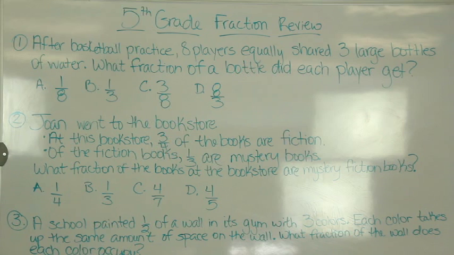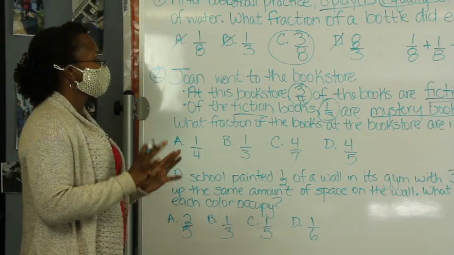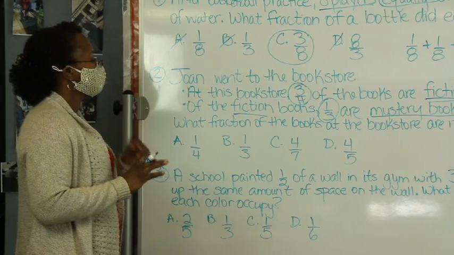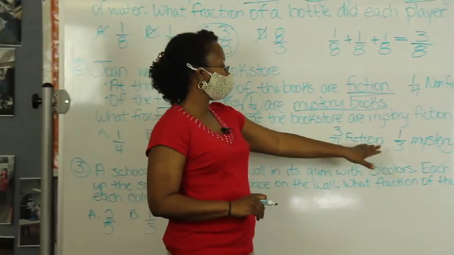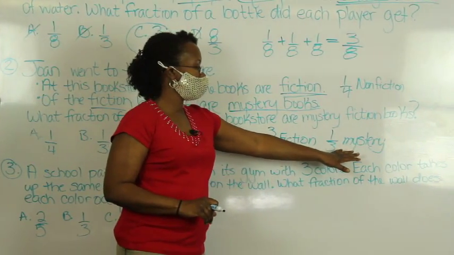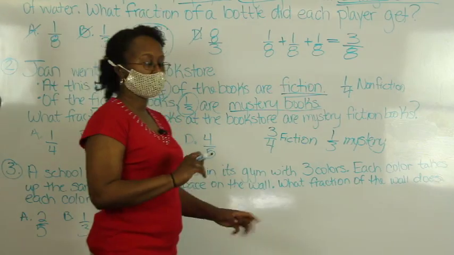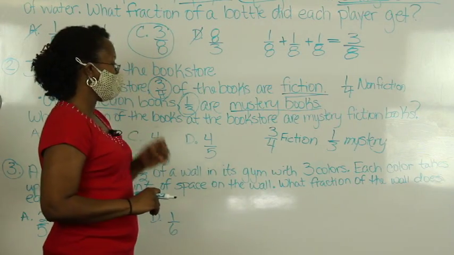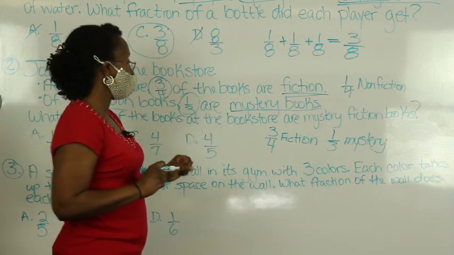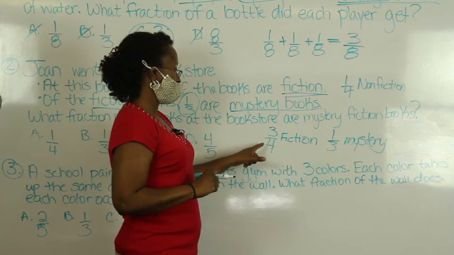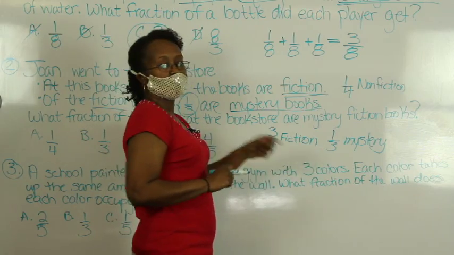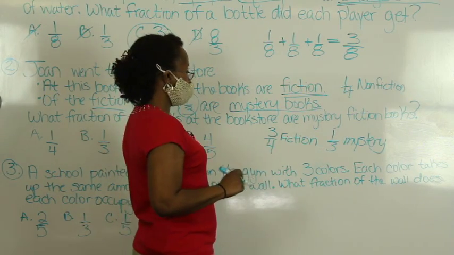So we have to make sure we understand what they're asking us. They want to know the fraction of the books that are mystery fiction, okay? So in order for us to compare the fiction books and the mystery books within the fiction books, we have to have some way of making them equal. So we're going to get a common denominator for both fractions. And because we have 4 and 3, we're going to use the common denominator of 12.